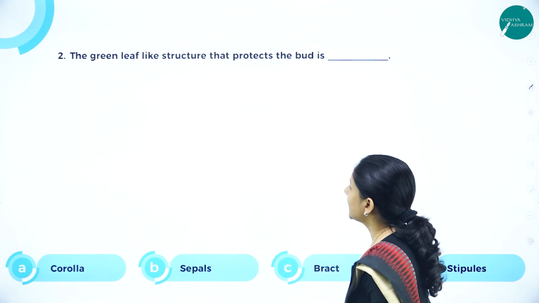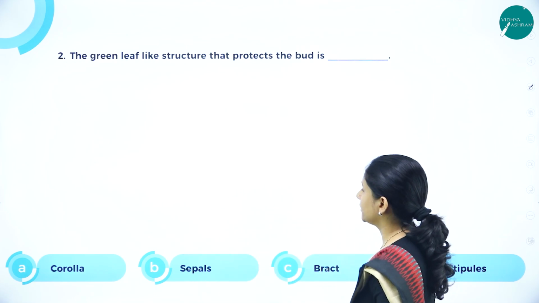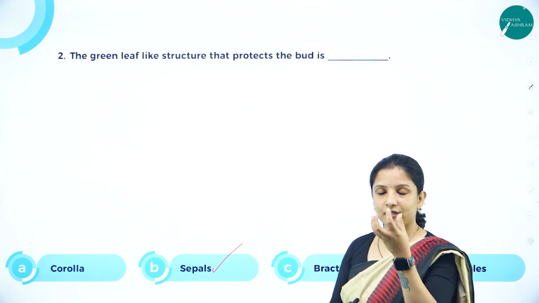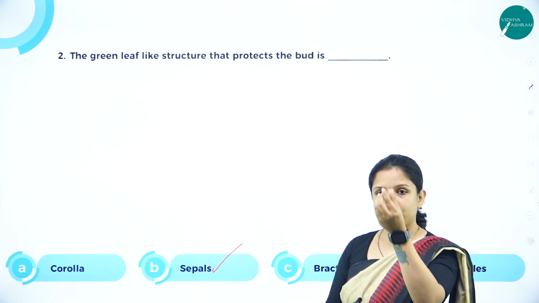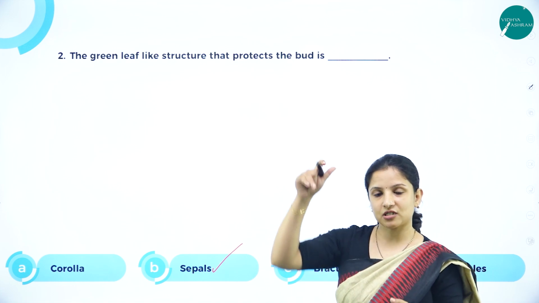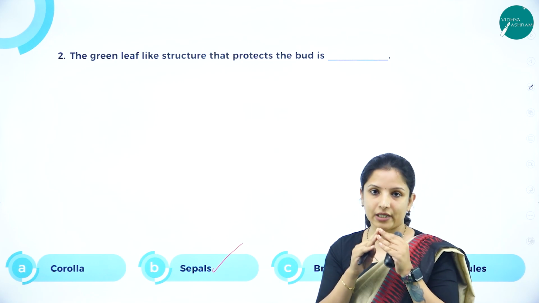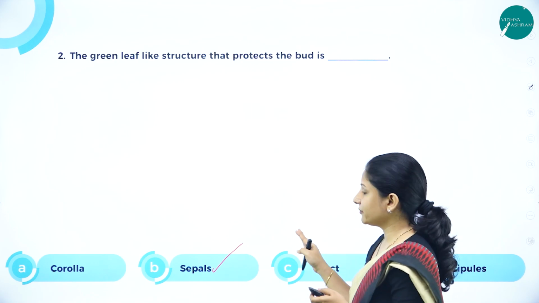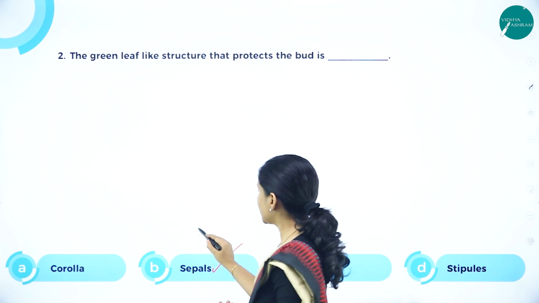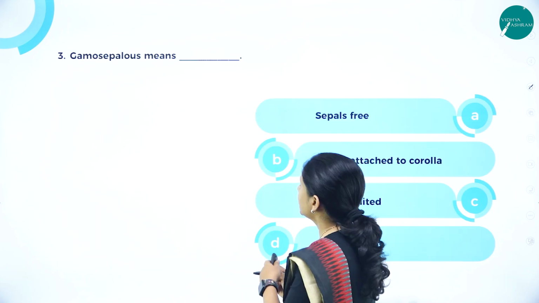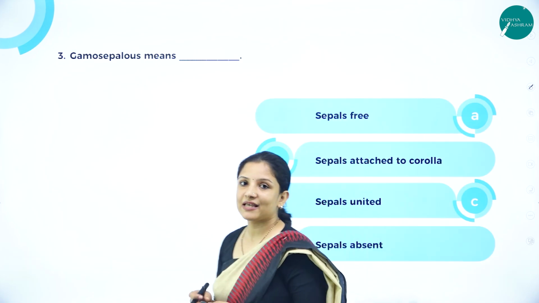Next, the green leaf-like structure that protects the bud, it is the sepals. Whenever we see a rose bud, for example, on top it has the green leaf-like structure that entirely covers the fragile bud in order to protect it. That is nothing but sepals. It is made up of sepals, or they can give the option here as calyx, because sepals are nothing but calyx.